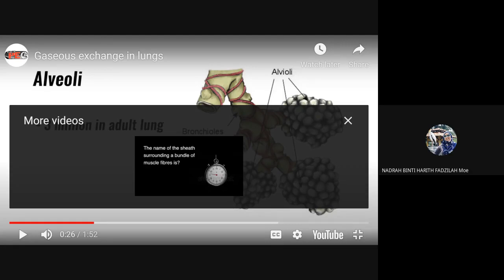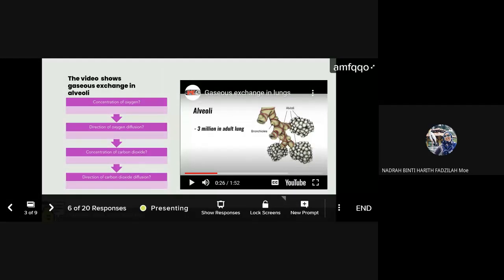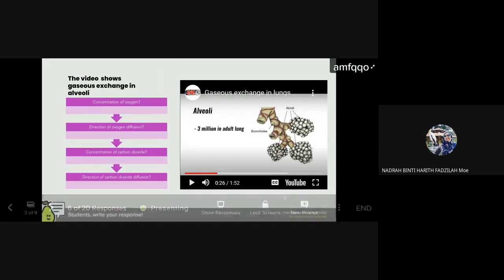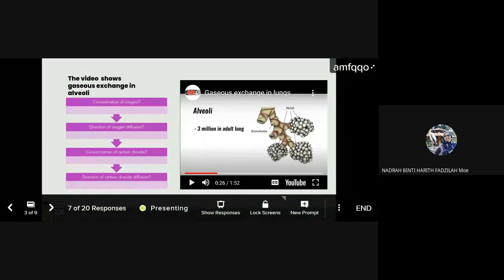When you write your answer, use the terms that I've provided in the slide. For example, I've provided in the slide, the first term is concentration of oxygen. So your first statement should be describing the concentration of oxygen based on the video. And then because of the concentration of oxygen is something, the direction of oxygen from where to where, for example. That is how you write it.